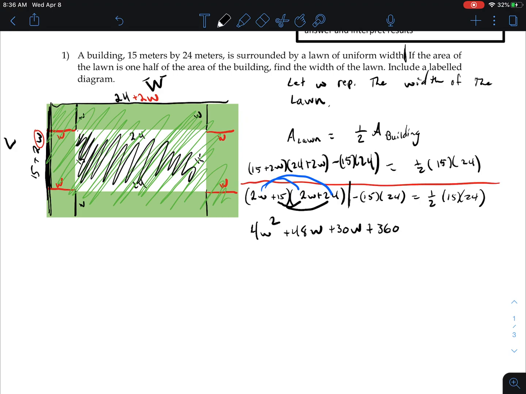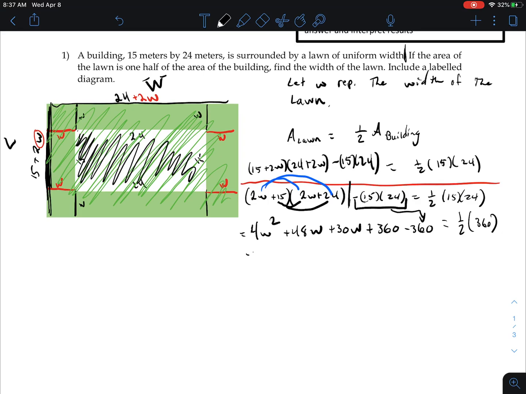Now you also have to subtract off. Remember, that just represented as if there was no building there. I have to subtract the building because there's no grass, obviously, on the building, unless it was on the roof or something, in which case this question would be interesting. So then you go, okay, minus 360, because 15 times 24 is 360, and that's equal to 1/2 multiplied by 360.